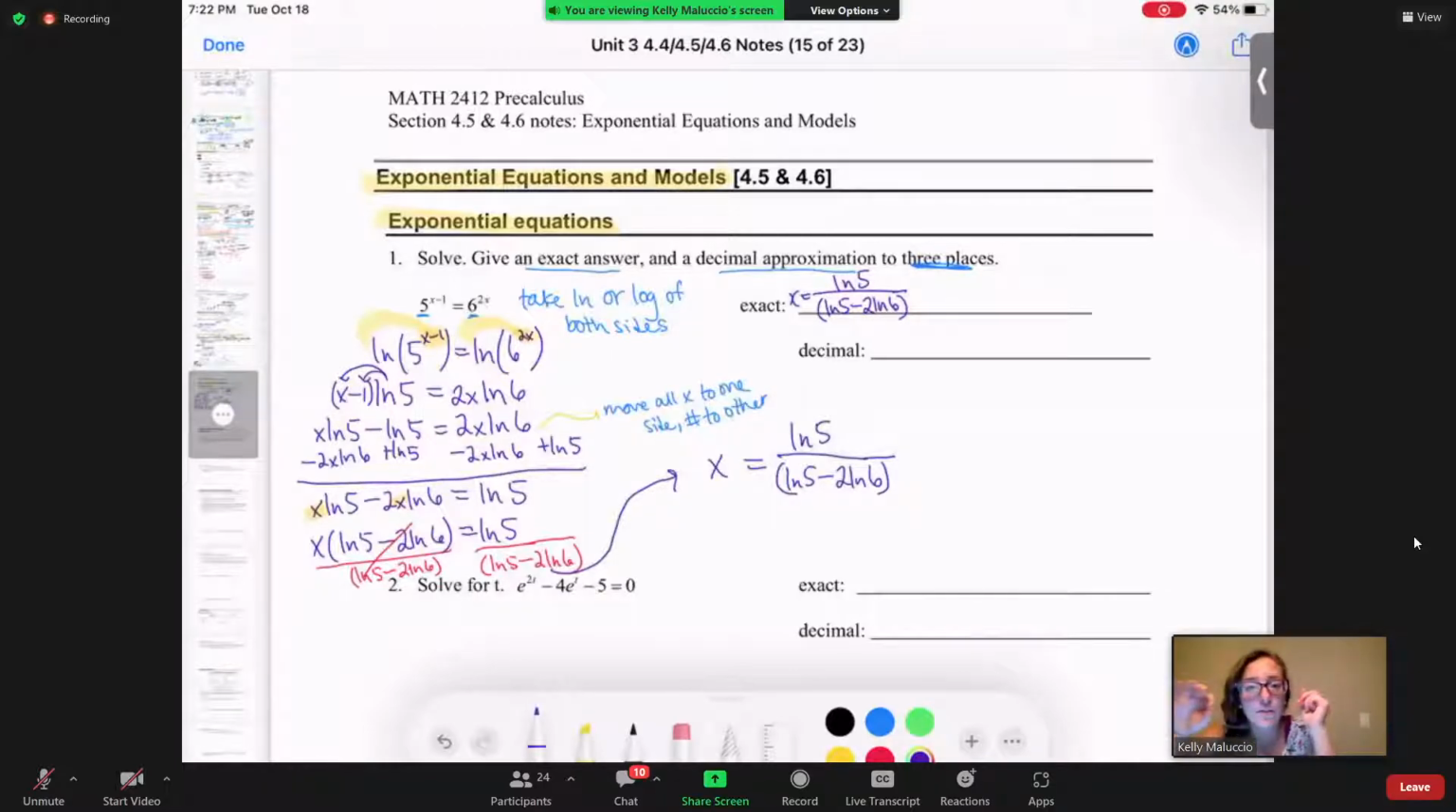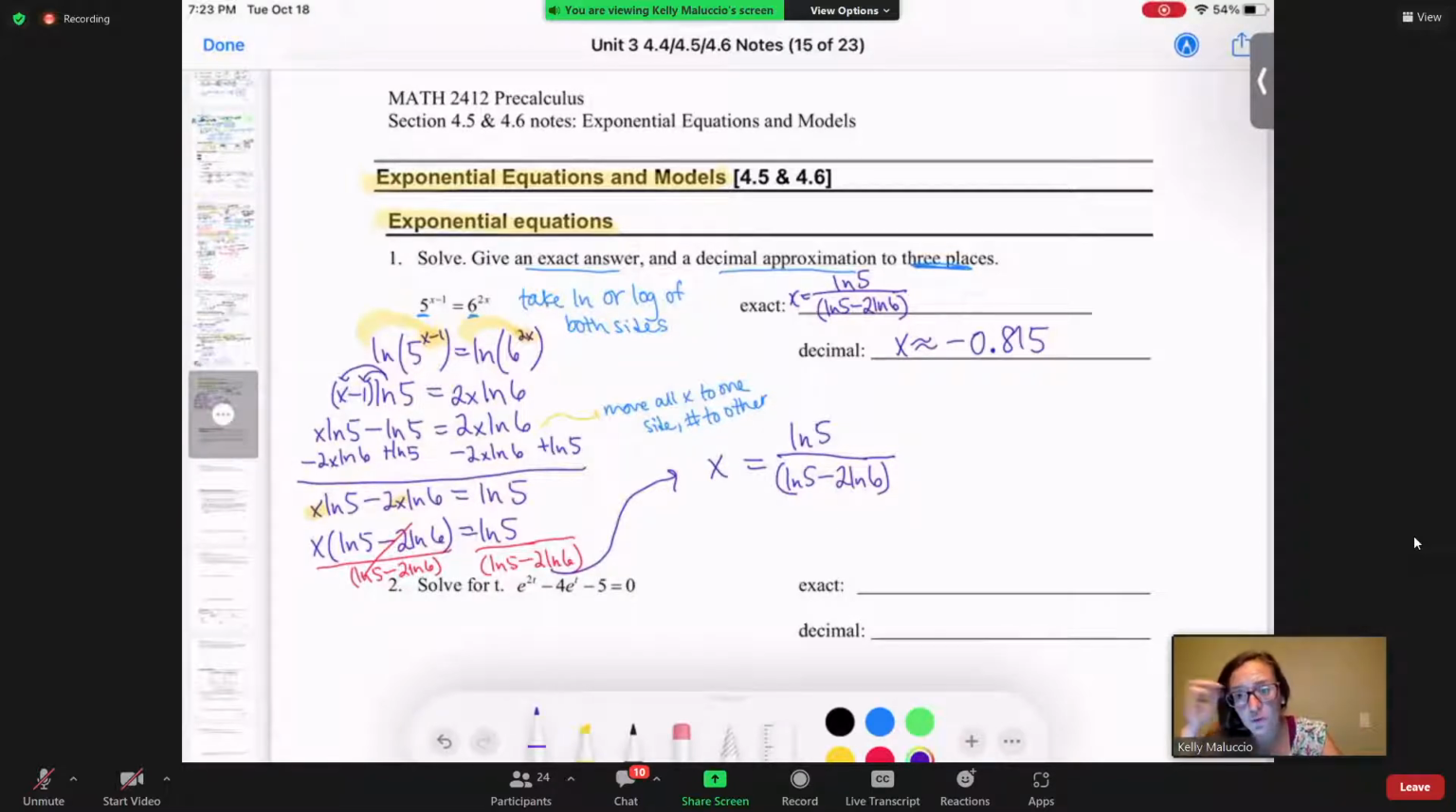And if we enter this in the calculator, remember to be careful. You want to put parentheses around the whole denominator, or just make sure your calculator has done this right. And this should be about, to 3 places, negative 0.815.